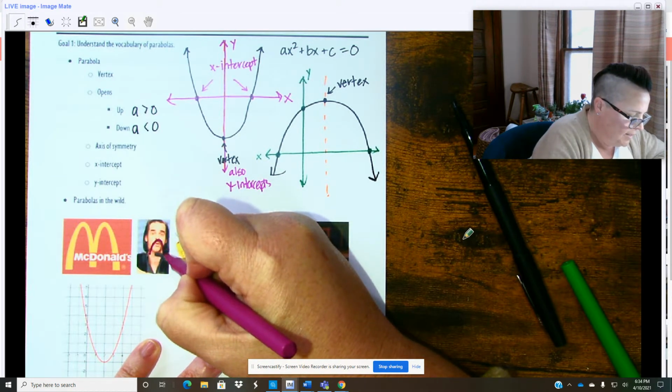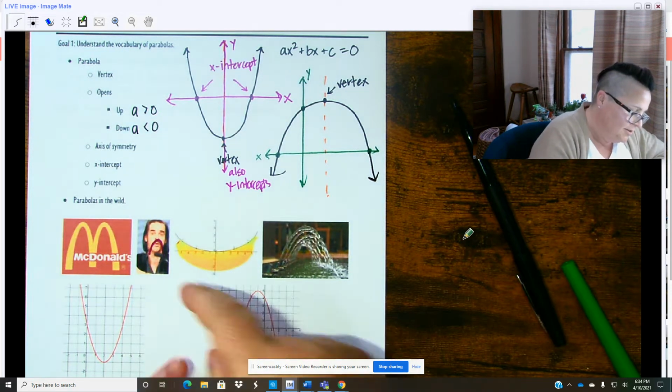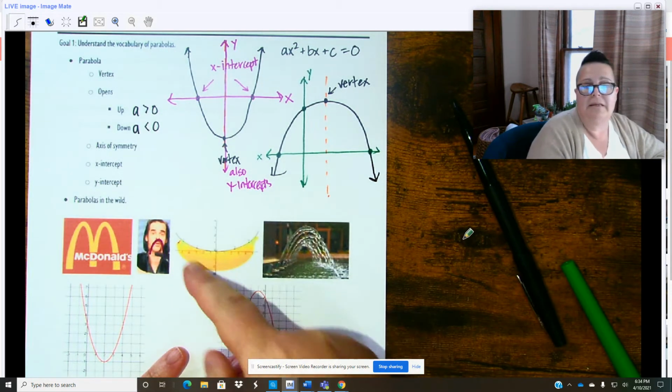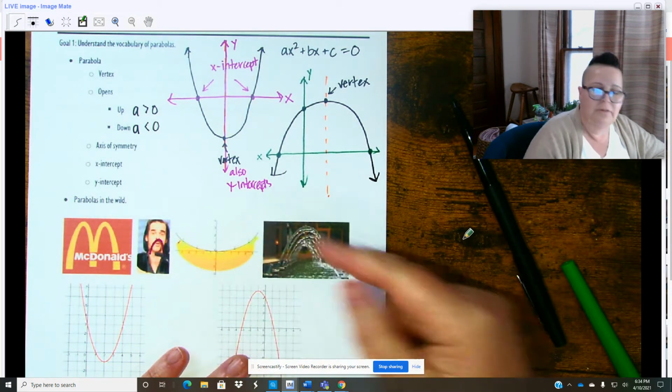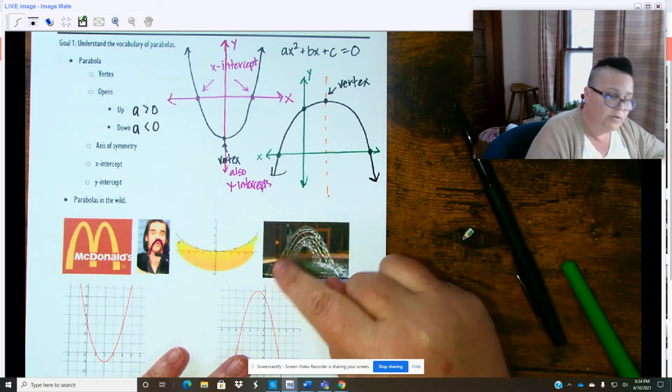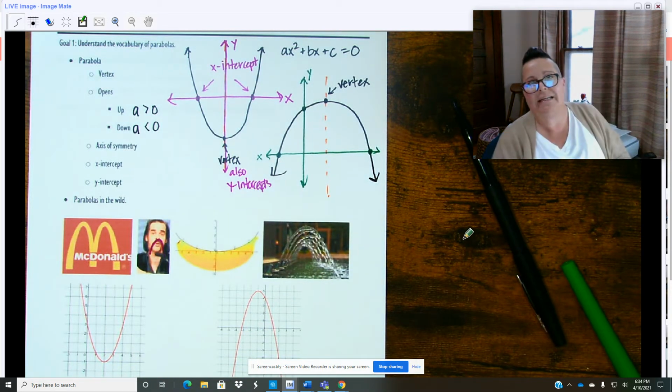But his mustache is a parabola. Bananas are sometimes used as parabolas that face up because they have a nice symmetry to them and a nice sort of rounded curve. Falling water, particularly water that comes from a fountain or a sprinkler, is also a really nice example of a parabola.